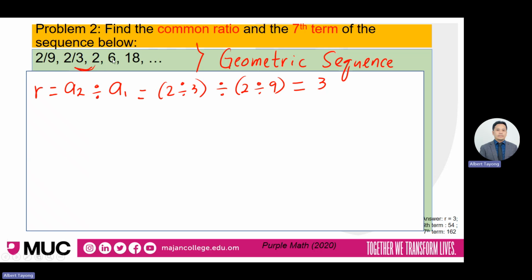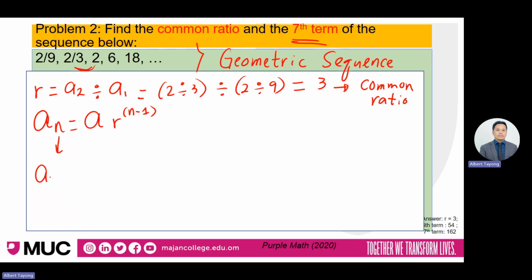So it means we move to the next by multiplying by 3. So you can see here 2 times 3 is 6. 6 times 3 is 18. So it keeps on moving to the right by multiplying by 3. So that is the common ratio. Now, to find the 7th term, we have to use the formula. The formula for a geometric sequence to find the term, we have a sub n equals a, or the first term, times r raised to the power of n minus 1. So since we're looking for the 7th term, we are going to change our n to 7.